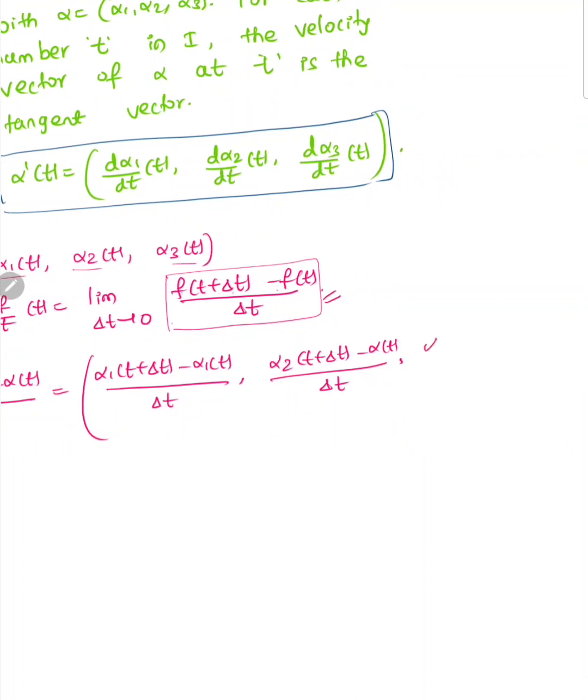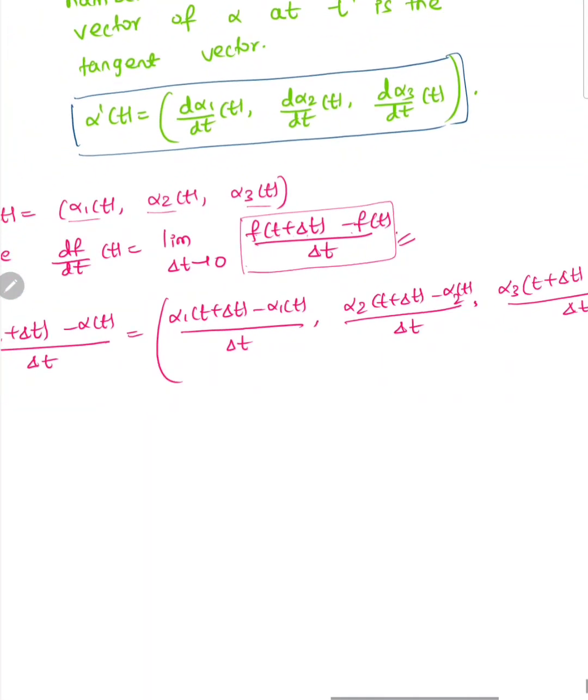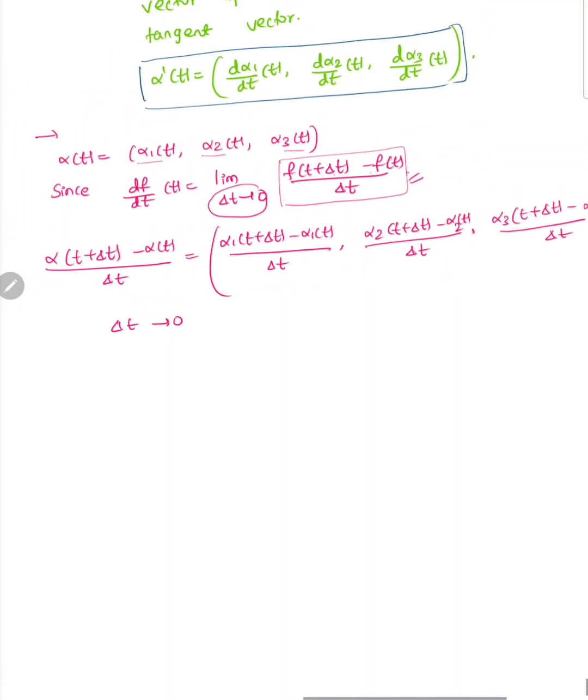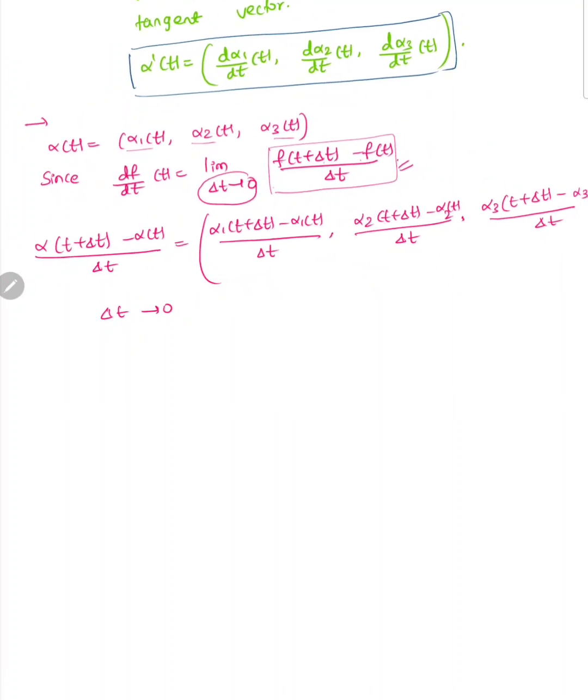alpha 2 of t plus delta t minus alpha 2 of t by delta t. Similarly for the third coordinate, alpha 3 of t plus delta t minus alpha 3 of t divided by delta t. Now as we are taking delta t tends to 0, we get the limit as delta t tends to 0: alpha dash of t is equal to d alpha 1 by dt at a time instant t, d alpha 2 by dt at a time instant t, d alpha 3 by dt at a time instant t.